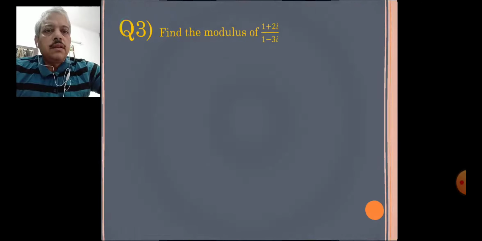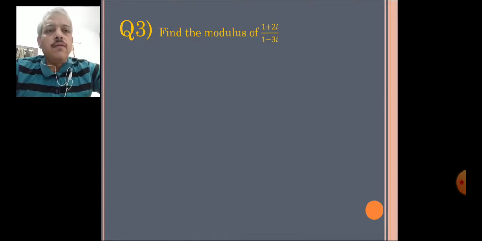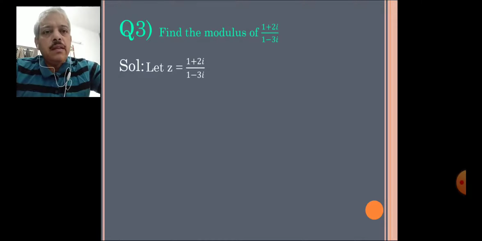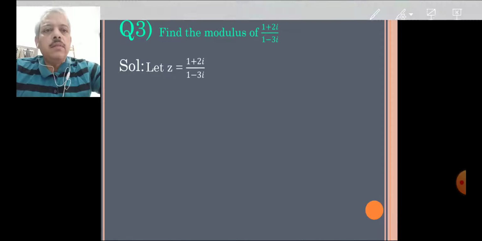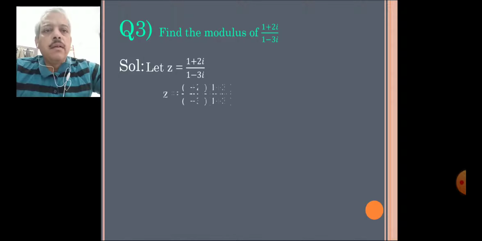Now move to the next question. Find the modulus of (1 plus 2i) upon (1 minus 3i). To find the modulus, let us take it as z. z is equal to (1 plus 2i) upon (1 minus 3i). To simplify this complex number, we will multiply z by the conjugate of the denominator. The denominator is 1 minus 3i, its conjugate will be 1 plus 3i. So multiply the numerator and denominator by 1 plus 3i.